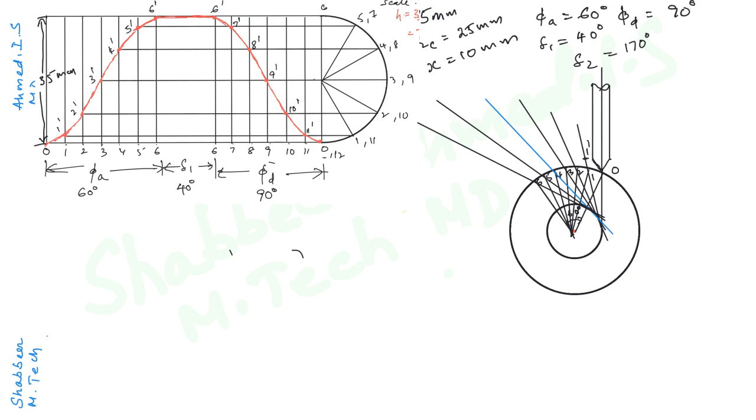Similarly 2 2 dash. So this length 2 2 dash must be transferred on this line from 2 to 2 dash. So 2 to 2 dash will be somewhere here. So 2 dash. Then similarly mark this length 3 3 dash on the third line.